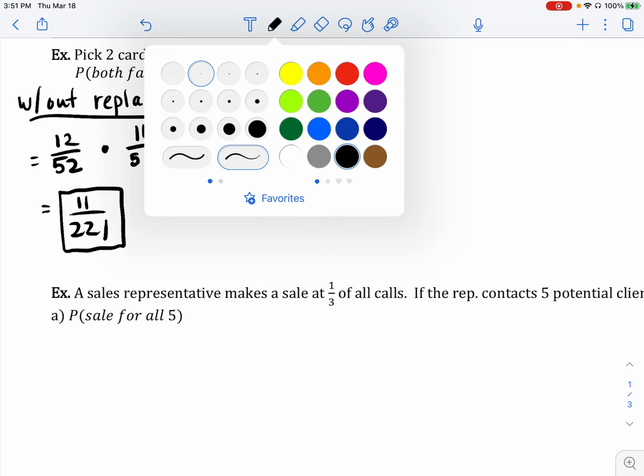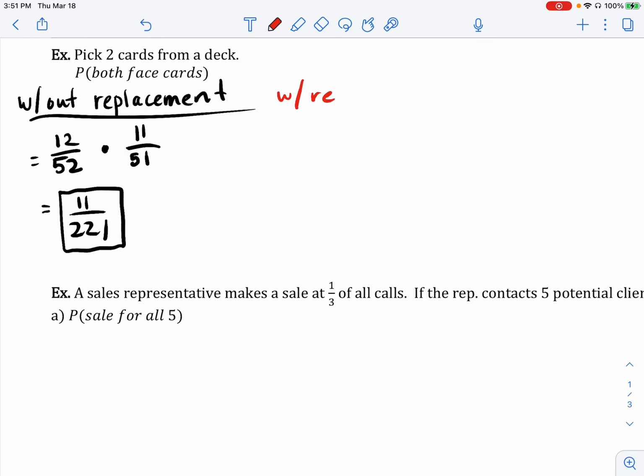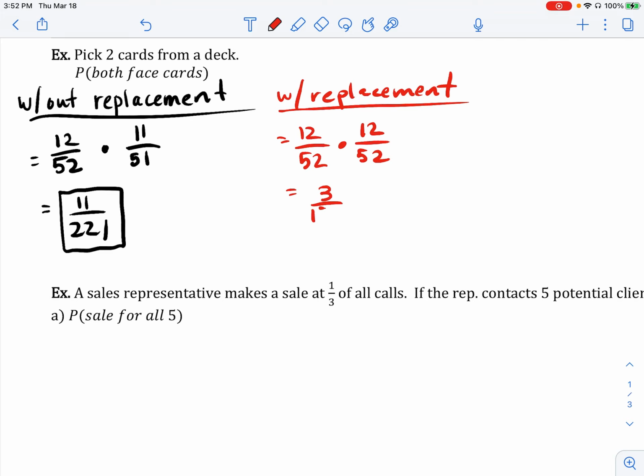What about the probability with replacement? So with replacement, meaning you draw a card, and after you draw that card, you place it back. So this time, the probability is still 12 out of 52 for that first card, but now that you've placed a card back, you're kind of starting from scratch again. What is the probability that you then get a face card on your next one? That's also going to be 12 out of 52. And this is just equivalent to 3 out of 13, all of this squared. So you should then get 9 out of 169. Okay, that's the probability with replacement.